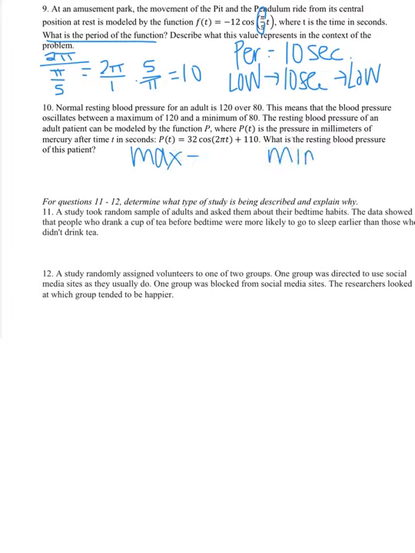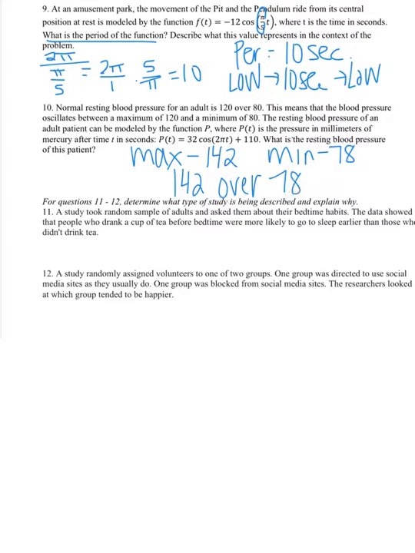So the max here, it would be 110 plus 32, which is 142. The min would be 110 minus 32, which would be 78. But that's not enough because it says what is the resting blood pressure of this patient? You have to write 142 over 78.